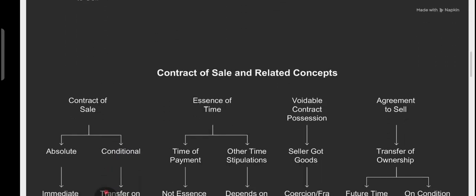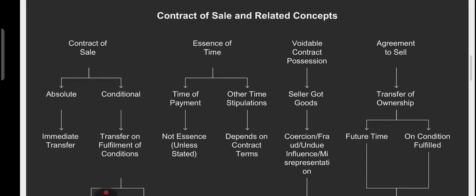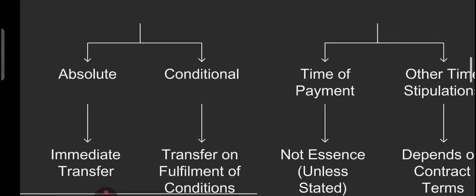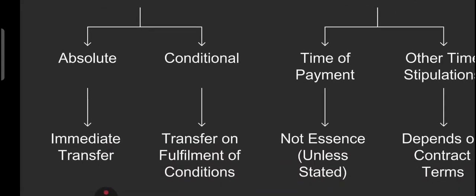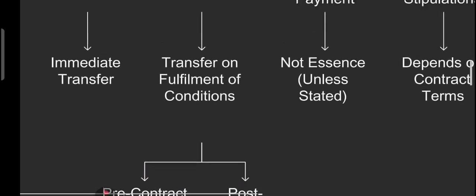Now have a look at the contract of sale and related concepts. So let's look at this particular slide. The contract of sale is more than just a simple buy-sell deal. Let's break it down step by step. If you look at the types of contract of sale, we have absolute sale, meaning the goods are transferred immediately, and we have conditional sale, which means goods are transferred only after some condition is fulfilled, like payment or delivery, right? So this is called conditional sale.